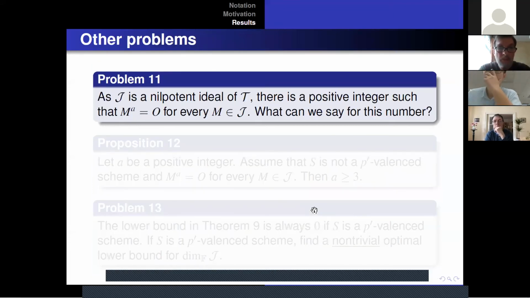Other problems. I want to mention other problems for this modular Terwilliger algebra. We know that G is a nilpotent ideal of T, and so there is a positive integer A such that MA is just an all-zero matrix for every M belonging to G. We are interested in the following problem: what can we say about this number?